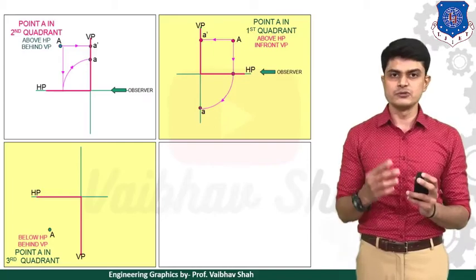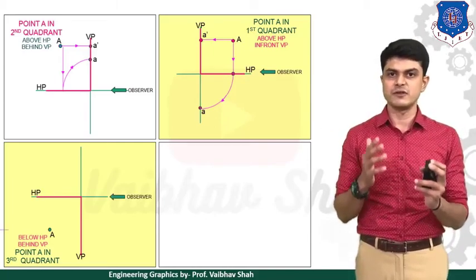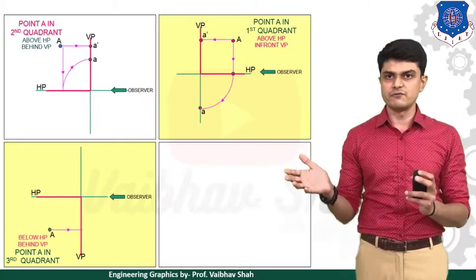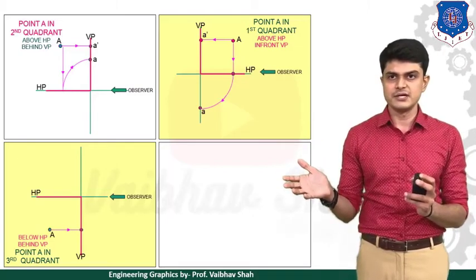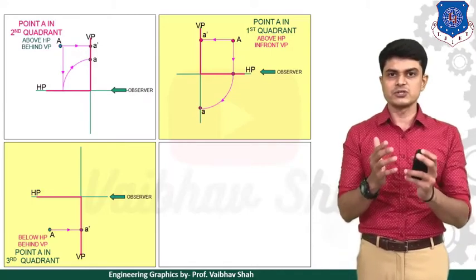So now let us take two views once again. First is the front view, so we'll be looking at the object from this direction, so we'll be having a front view obviously on the vertical plane here. So this is nothing but A dash. Now let us take the top view from the top direction.